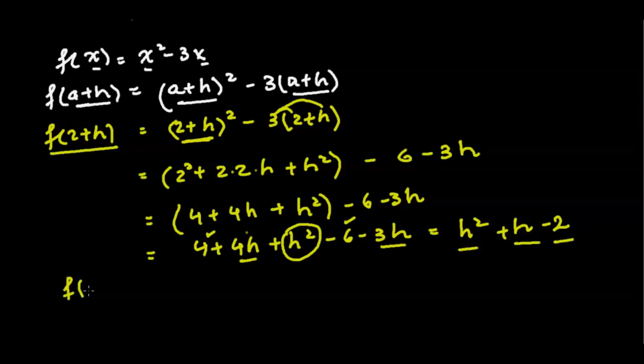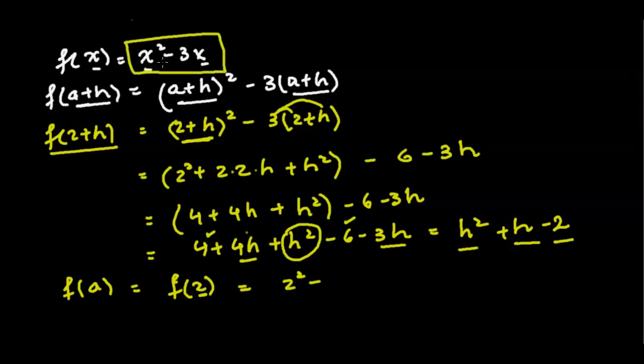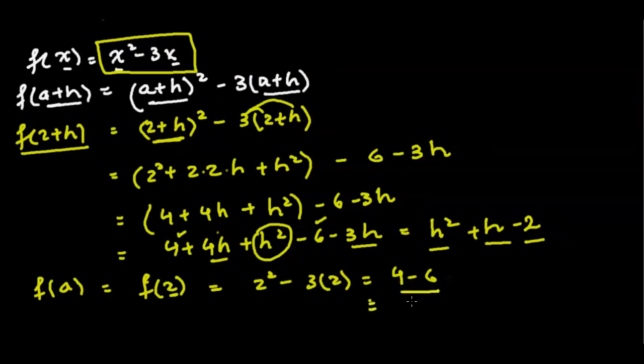Similarly, we can solve for f of a, which is nothing but f of 2. This can be done by substituting 2 in place of x, and the equation that we will be using is the original one, x squared minus 3x. So we get 2 squared minus 3 times 2, which gives us 4 minus 6, which is negative 2. Therefore, we get f of a equal to negative 2.